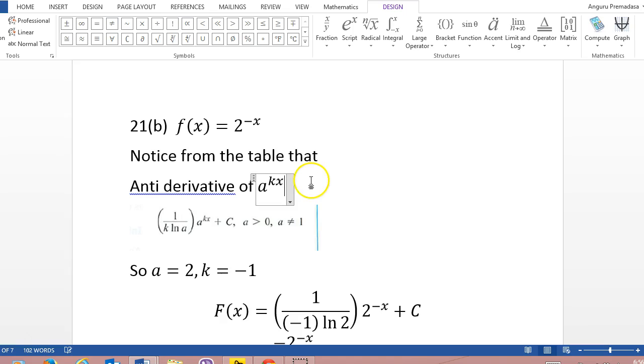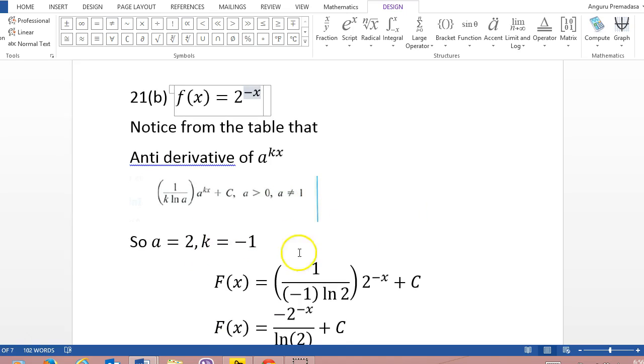So the antiderivative of a to the kx is actually 1 over k natural log of a, times a to the kx plus c. Now in this case, what is a like? A is like 2, the base. What is k like? K is actually the coefficient, which is what? Minus 1.